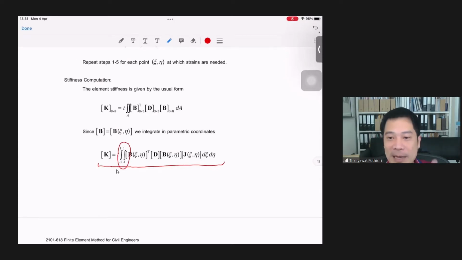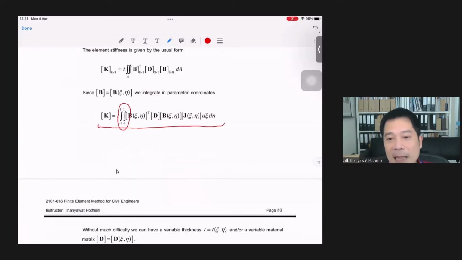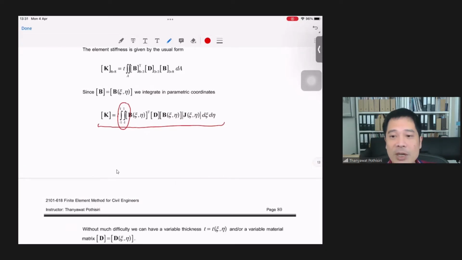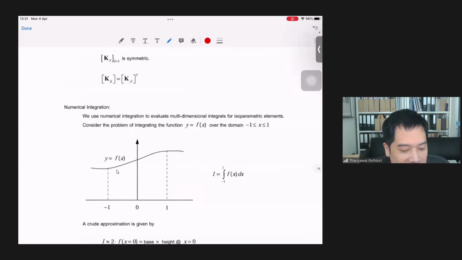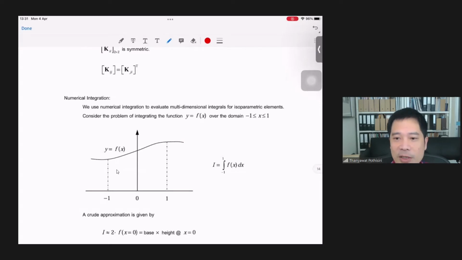Okay, sorry about that. So we'll continue from last time, in which we have seen that we can compute our element stiffness matrix in parametric coordinates. So in parametric coordinates, you're going to have this domain of integral from -1 to 1 in both c and eta coordinates. Okay, and based on this domain, we are going to apply the concept of numerical integration to help us with the computation of this element stiffness matrix. Okay, so let's talk a little bit about the concept of numerical integration.